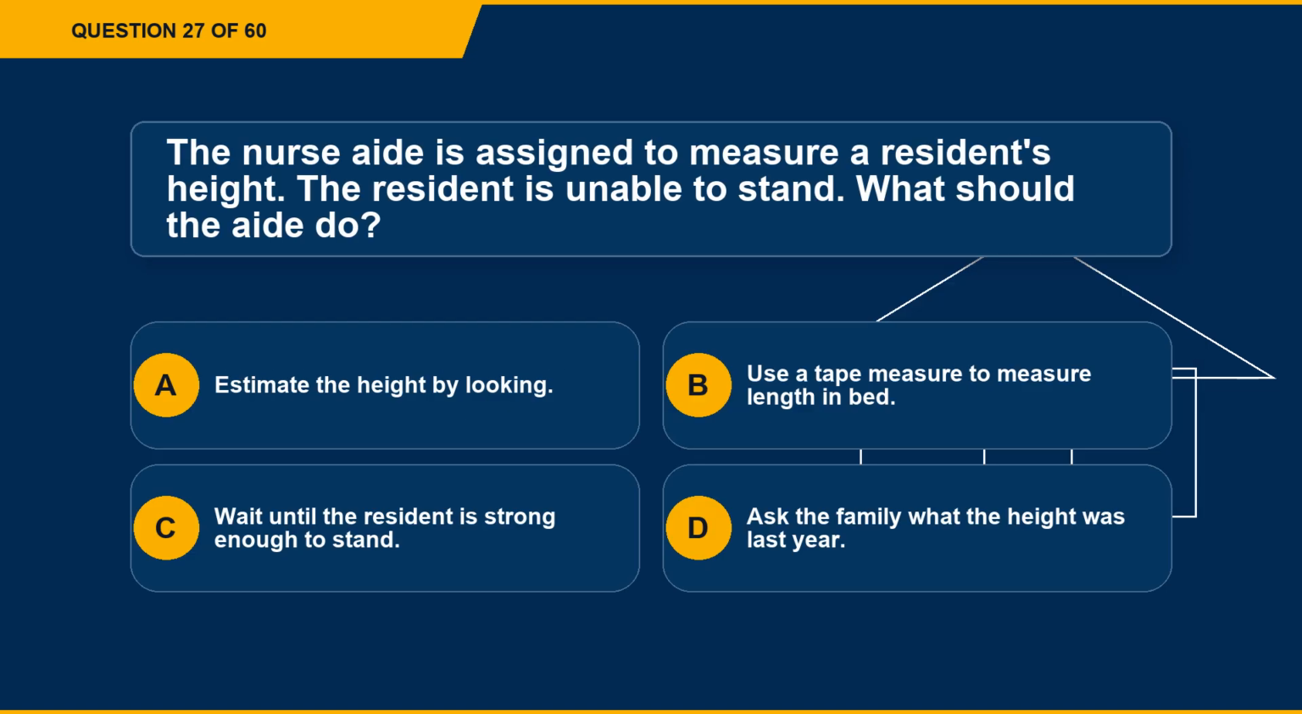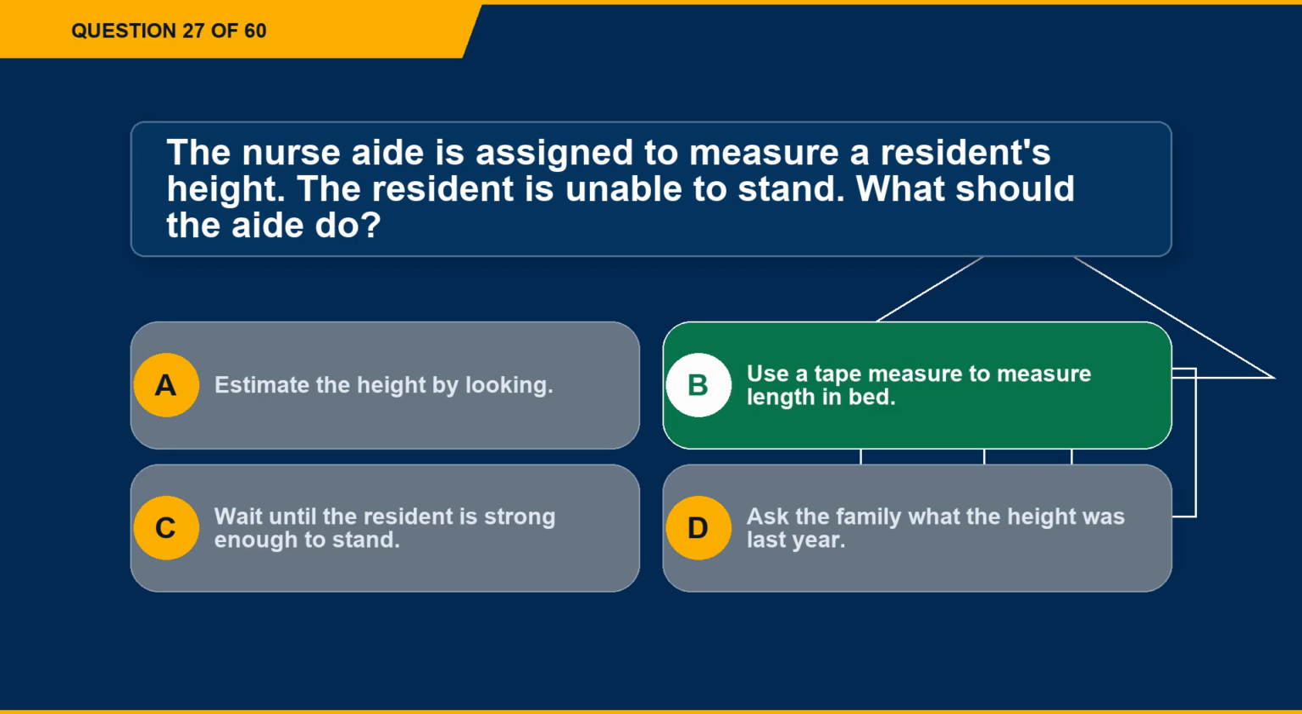Question 27. The nurse aide is assigned to measure a resident's height. The resident is unable to stand. What should the aide do? Option A, estimate the height by looking. Option B, use a tape measure to measure length in bed. Option C, wait until the resident is strong enough to stand. Option D, ask the family what the height was last year. The correct answer is option B.